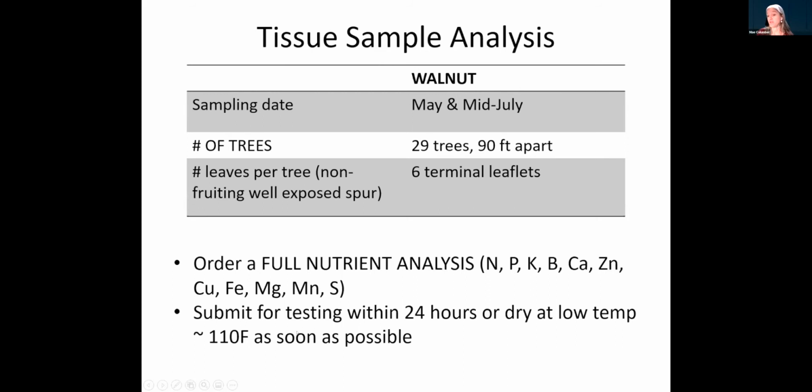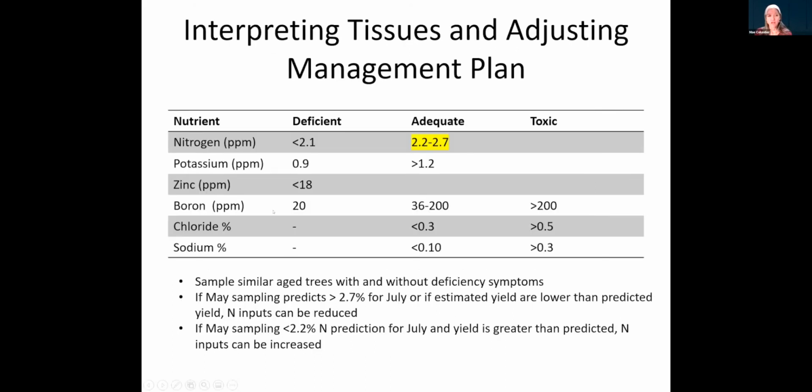You want to make sure you submit those leaves for analysis very soon after, or if necessary, you can dry them at a low temperature if you can't get them to the lab right away. Okay, so these would be some of the deficiency and adequacy ranges, and for nitrogen, for either the predicted July or the actual levels, we're looking for a range between 2.2 to 2.7% nitrogen.